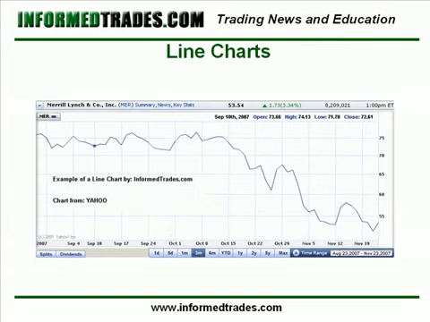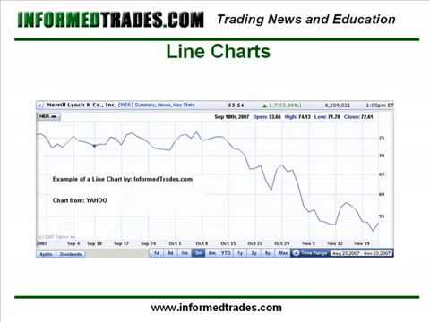The most basic type of chart is a line chart, and it's the most basic type of chart because it shows the least amount of data. And basically all you're looking at when you look at a line chart is the close price of a security connected by a line. So if you're looking at a daily chart, which we're looking at here of Merrill Lynch, this is just the closing price for Merrill Lynch's stock each day connected by a line.